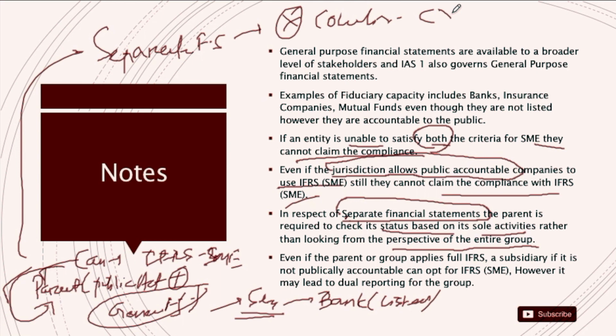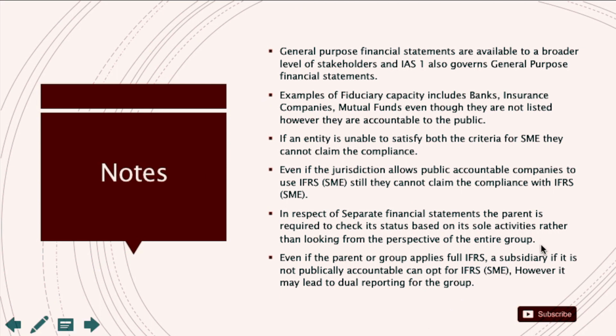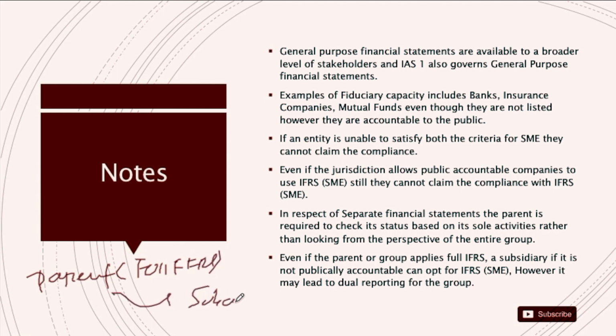In the case of consolidation, they cannot apply it, because in consolidation we are thinking of one single entity. The same applies to a subsidiary: even if the entire group is applying full IFRS, the subsidiary has the liberty to apply IFRS for SMEs. So if a parent is applying full IFRS and has one subsidiary which has no public accountability and is preparing general purpose financial statements, then it can apply IFRS for SMEs in its own accounts.